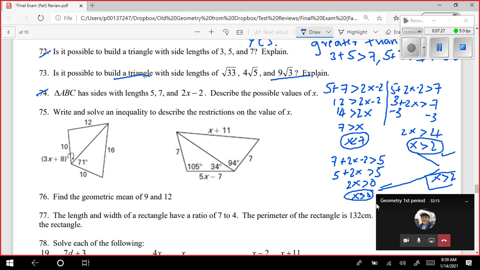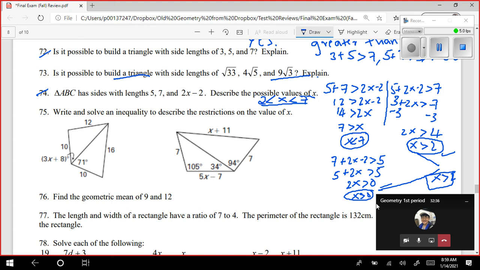Okay. And this is in the other direction, x is less than 7. So our final answer should satisfy both of these. You have x greater than 2 and x less than 7. So this should be your final answer for this particular problem.